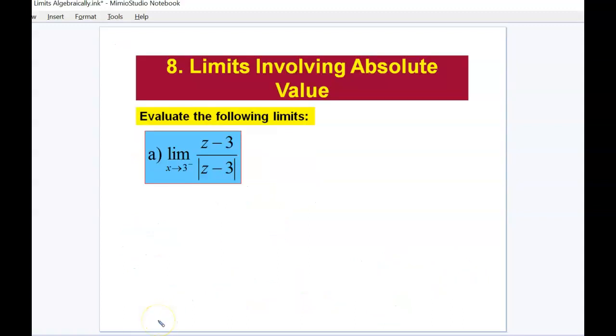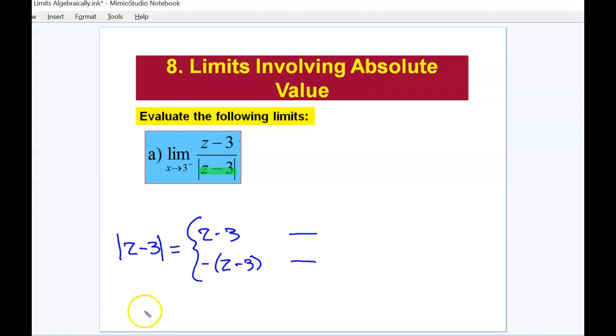Okay, the last part of this section is dealing with limits involving absolute value. When we deal with limits involving absolute value, we first of all have to get rid of the absolute value sign, just like we did when we took the square root of x squared. First of all, when I deal with an absolute value, you have to remember that there are two cases again, because the absolute value of z minus 3 is either z minus 3 or the negative of z minus 3, depending on the domain. So again, let's figure out that domain.